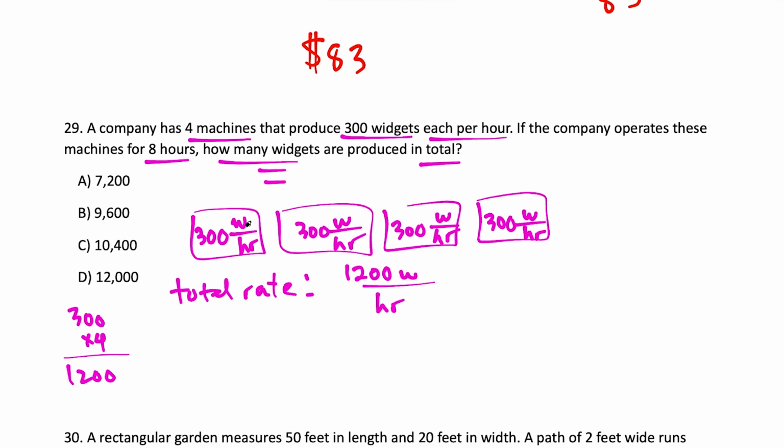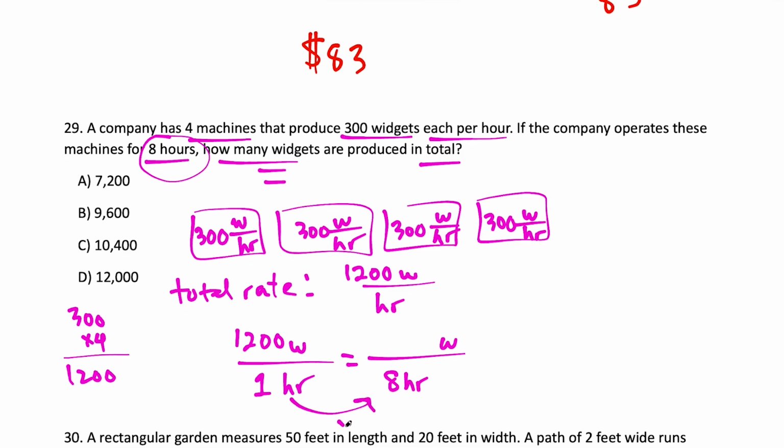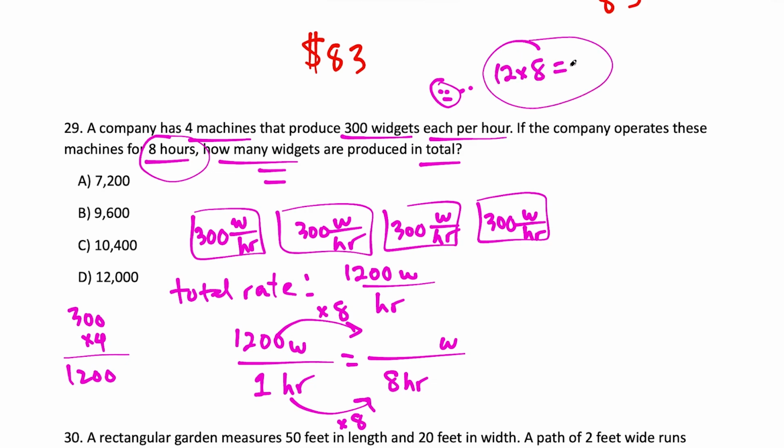So if the machines are working for 8 hours, we could set up the following proportion. We could say 1200 widgets for 1 hour is equal to blank widgets for 8 hours. To get from here to here, we just do times 8. So to get the missing value in the numerator, we multiply 1200 times 8. For this question, the shortcut, I would just imagine 12 times 8 in my head, and 12 times 8 is 96. So 1200 times 8 is 96 with 2 zeros, so that would be 9,600 widgets.